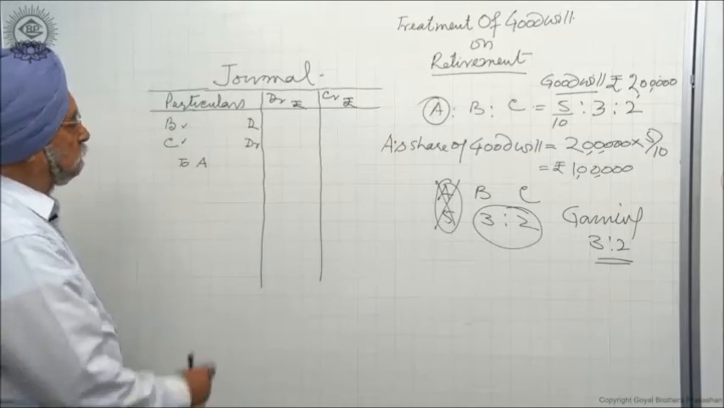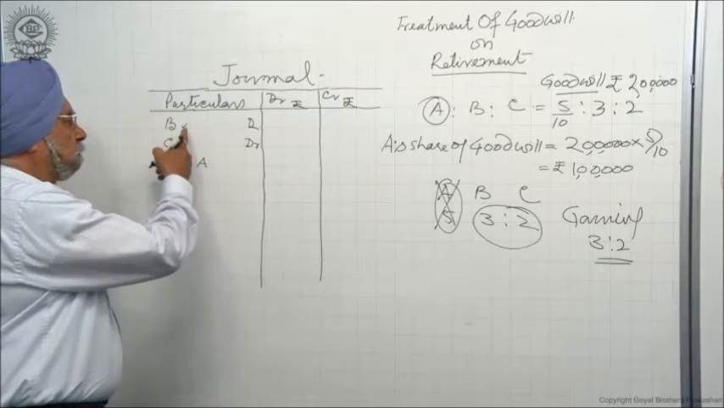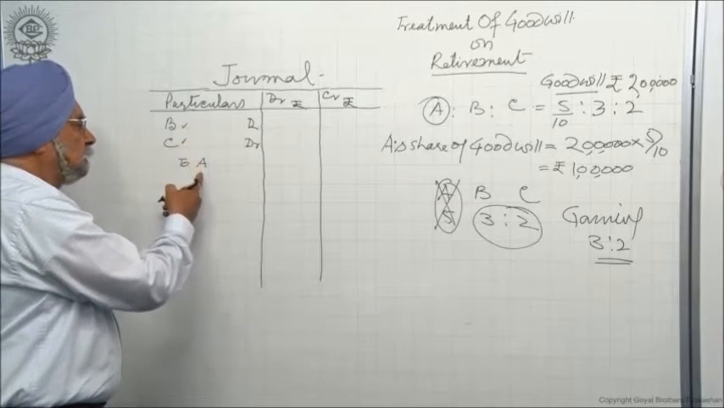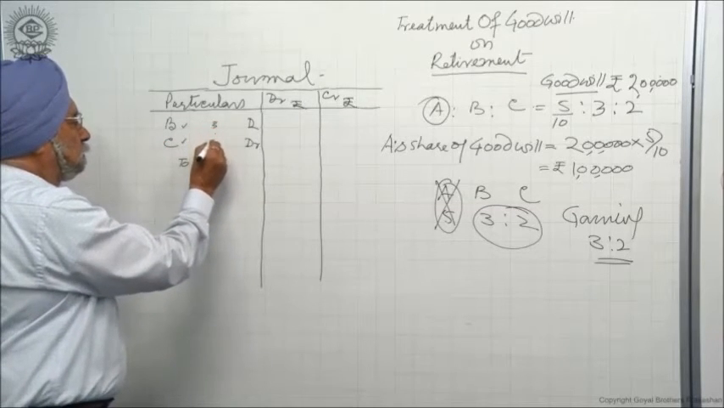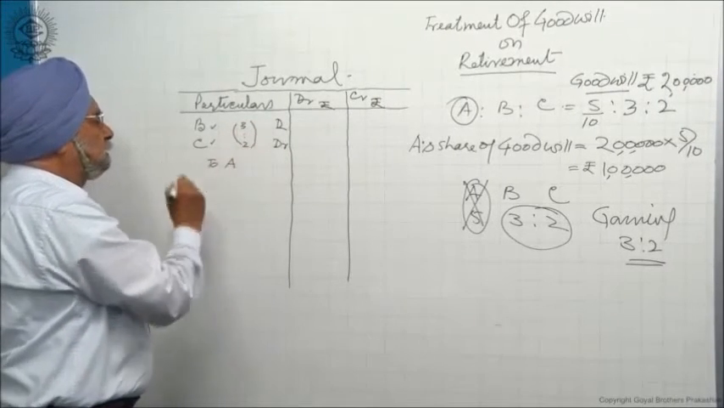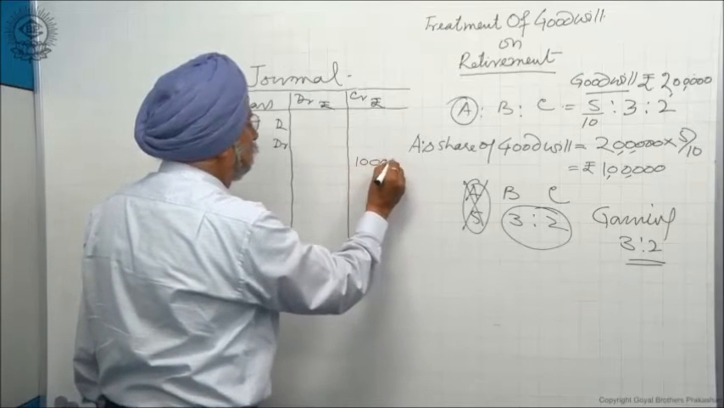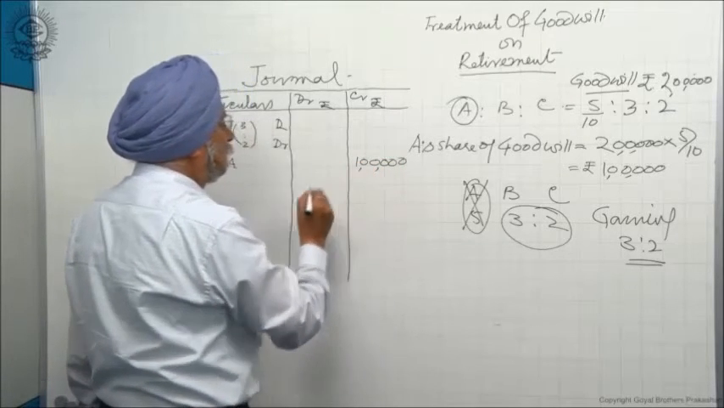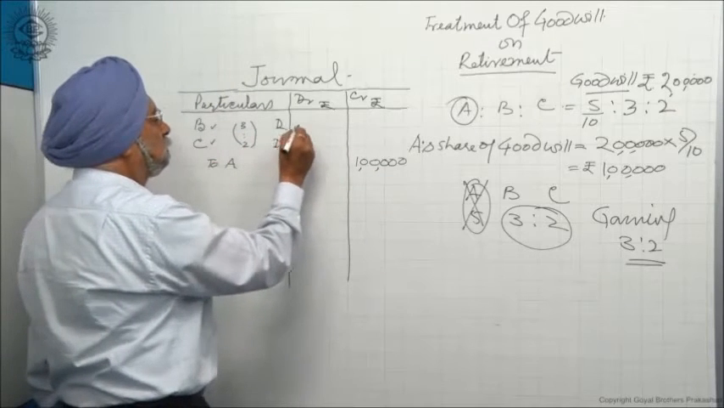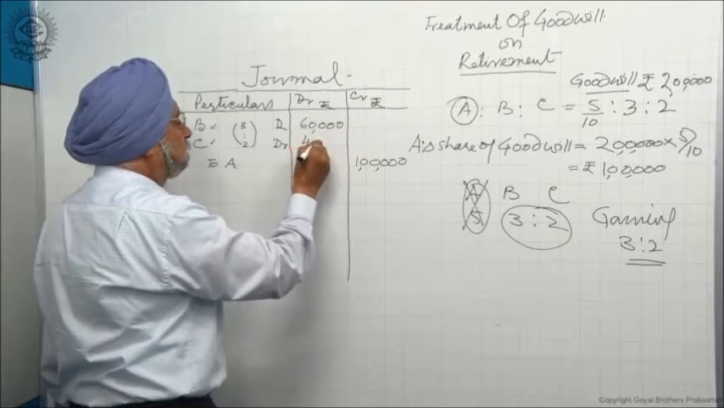Because B and C, the gainers, compensate the loser. A is the loser, B and C are the gainers. Gainers are debited in the ratio of 3:2. This is their gaining ratio. They will be debited in this gaining ratio, and A will be given 1 lakh of goodwill, his share of goodwill, in the ratio of 3:2. This comes to 60,000 and 40,000.